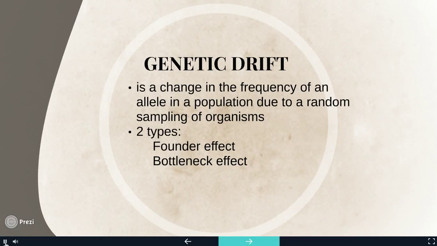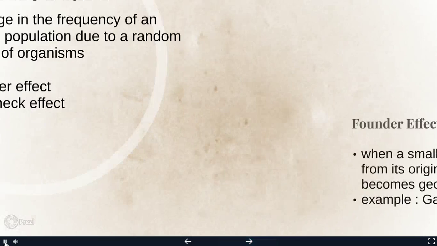Genetic drift is caused by a change in the frequency of a gene variant or allele in a population due to a random sampling of organisms. It occurs when random changes in the numbers and types of genes in a small isolated population take place. It is a random process and tends to reduce genetic variation as the population adapts to the new environment.